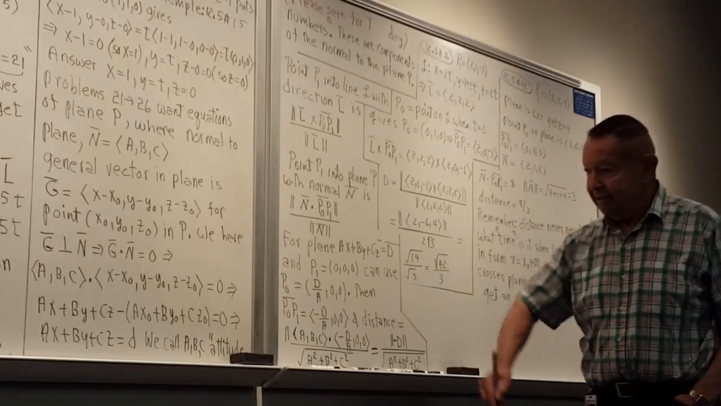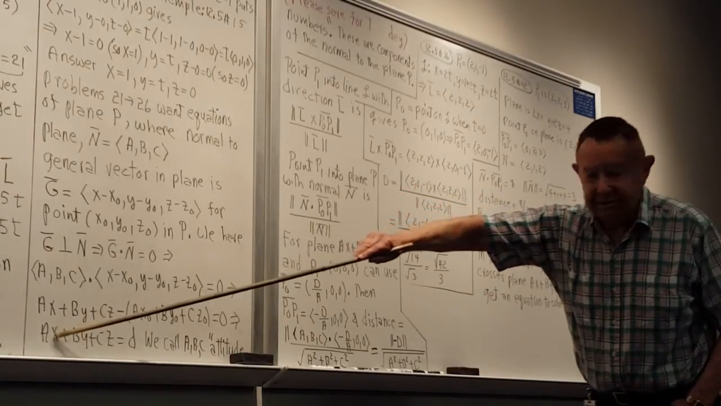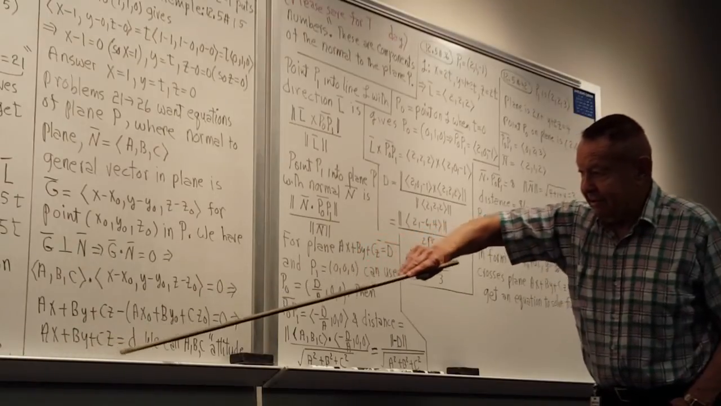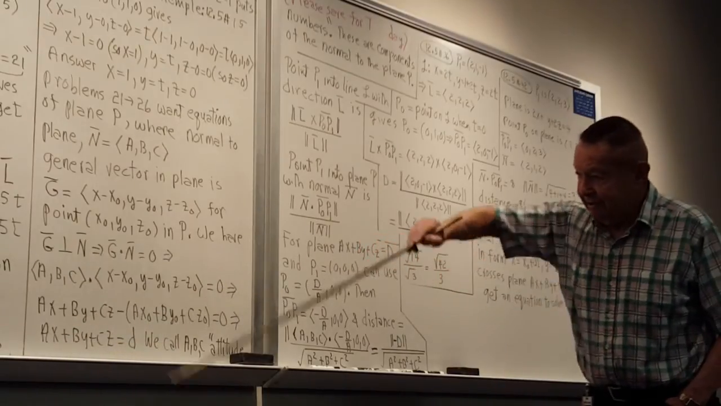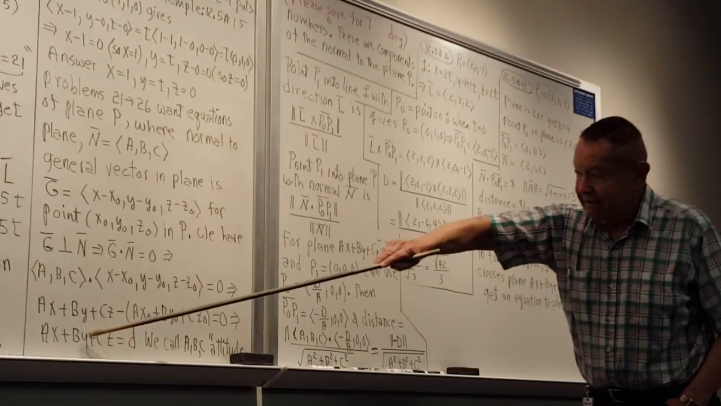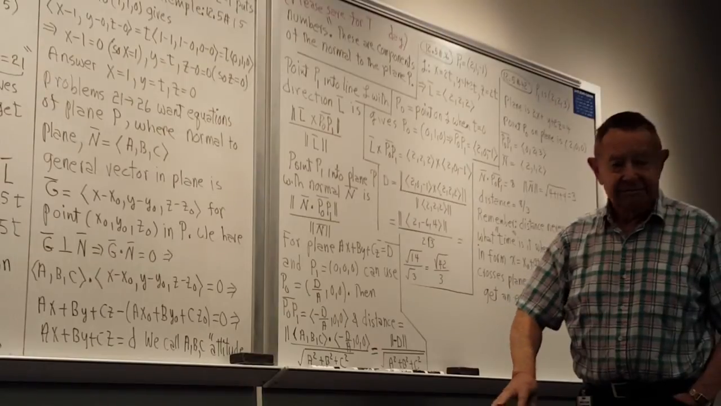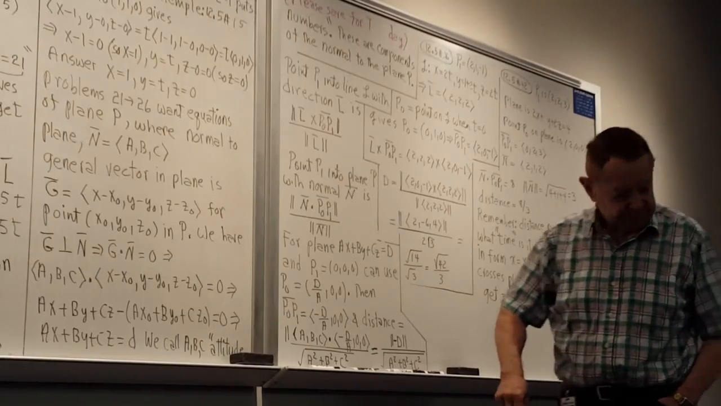So you can look at this that way if you want to, or just simply that it's a number. So something that looks like this, where A, B, C, and D are constants, and the x, y, and z are first power, the graph is a plane in space, three-dimensional space.